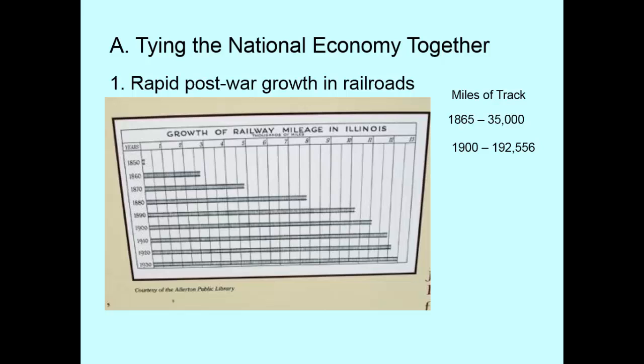The picture you see is just the railroad growth in Illinois. In 1850, which is the first year on the chart at the top, we see just a small amount of railroads, and then by 1860, 10 years later, we've more than quadrupled the amount of railroads just in Illinois alone. And then it just keeps going up and up and up until we get to about 1900, and then we see railroad growth start to taper off a little bit.